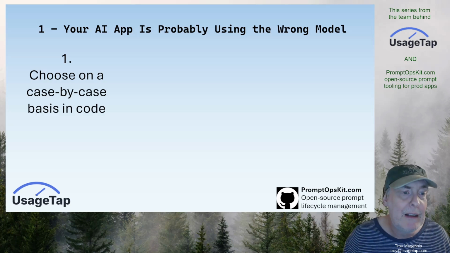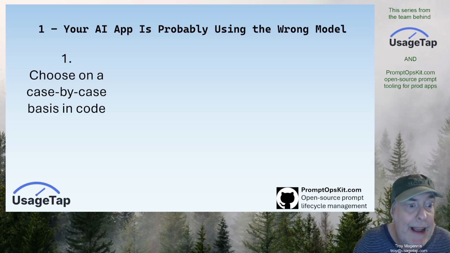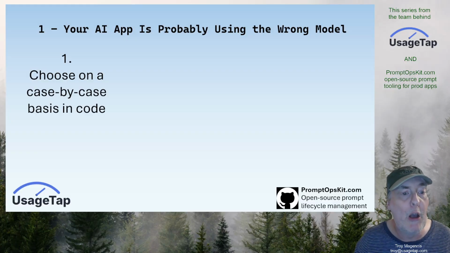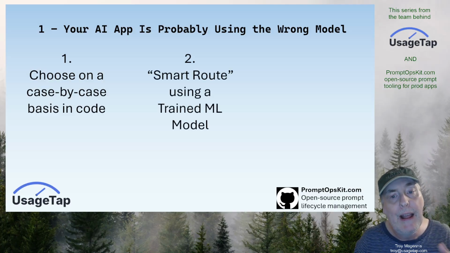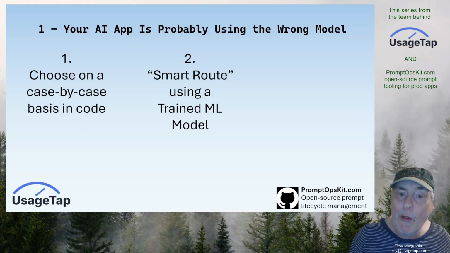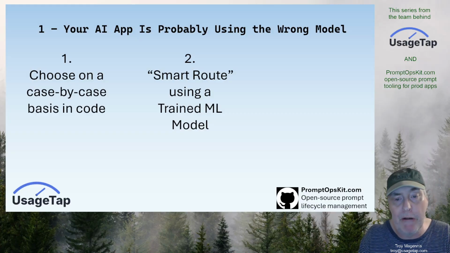First of all, the easiest option is on a case-by-case basis in code. You choose which model it's going to go to, and you test against that model, and you make sure you keep the quality high. Now, there's a lot of smart routing tools out there which will look at the prompt and the context using a trained machine learning model and make a decision whether it should go to the light models or the premium models.